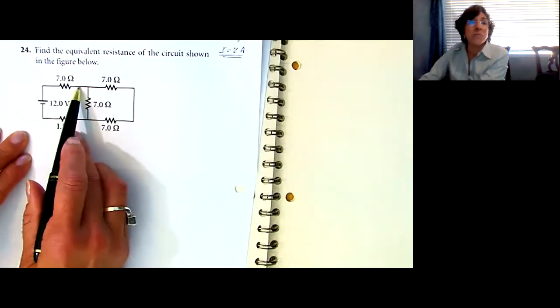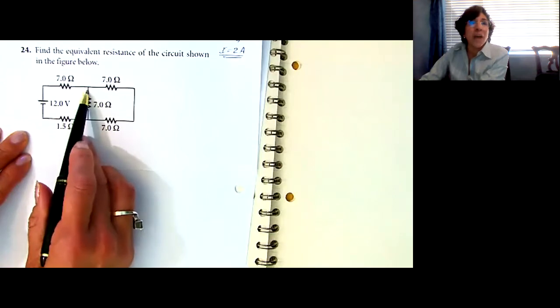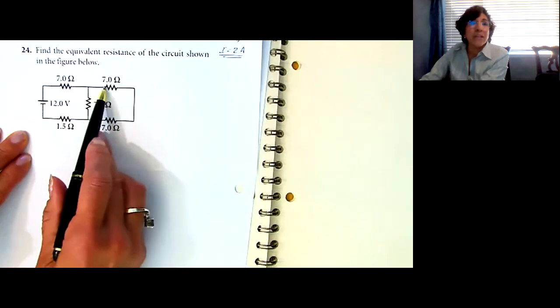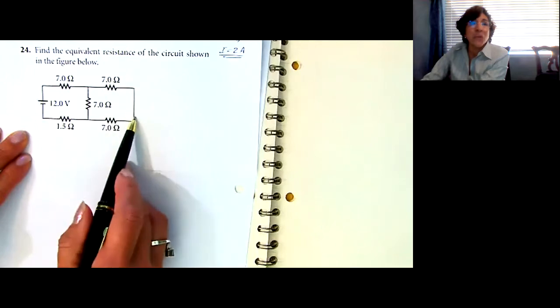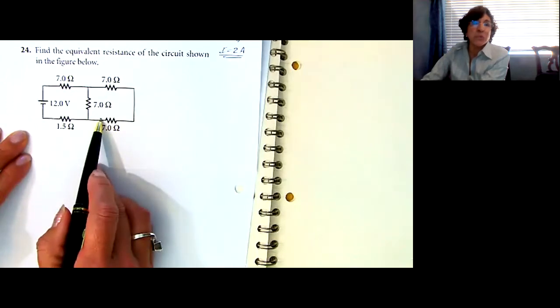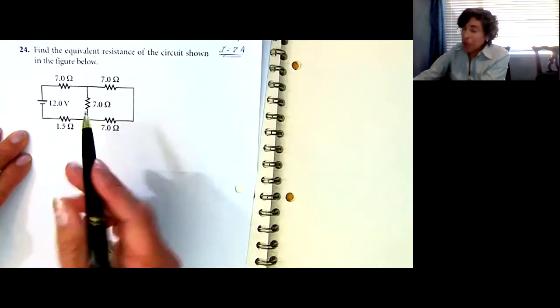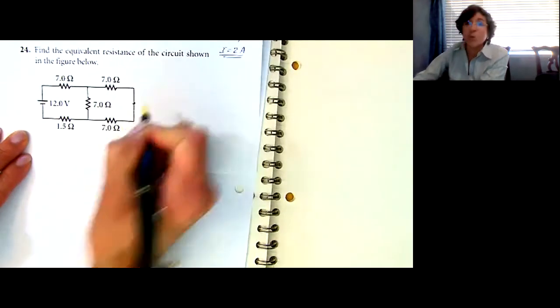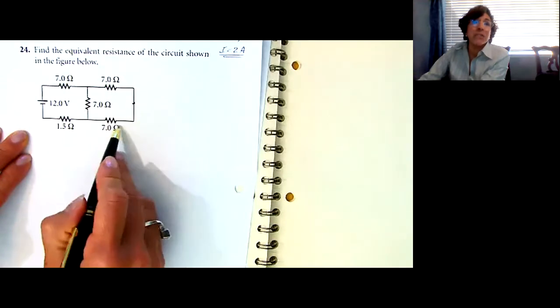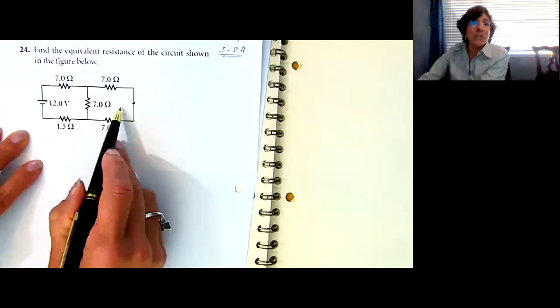I have 7 ohms. And then here it gets split off. I have 7 ohms this way, and I've got 7 ohms this way. And then I have the 7 ohms in series with this 7 ohms. How do I know that this resistor is in series with 7 ohms? Because it shares one node. There's nothing else between them. Okay, so let me take a look here.